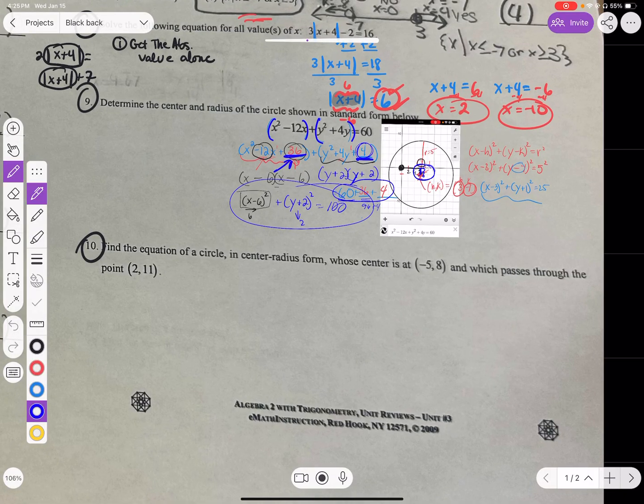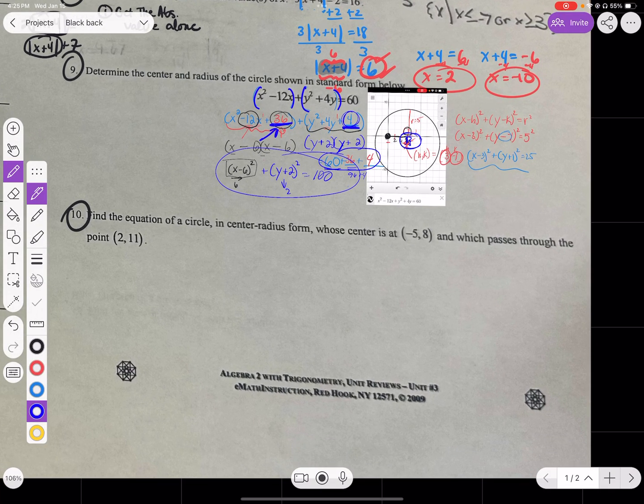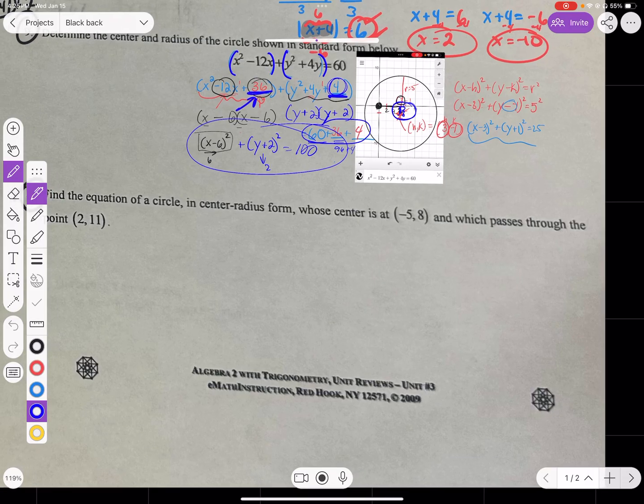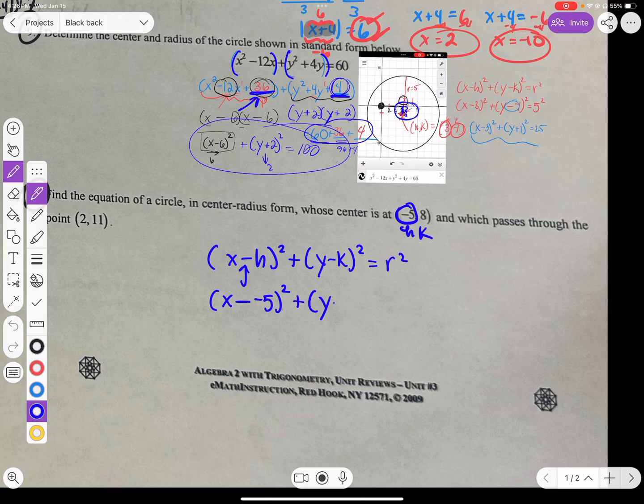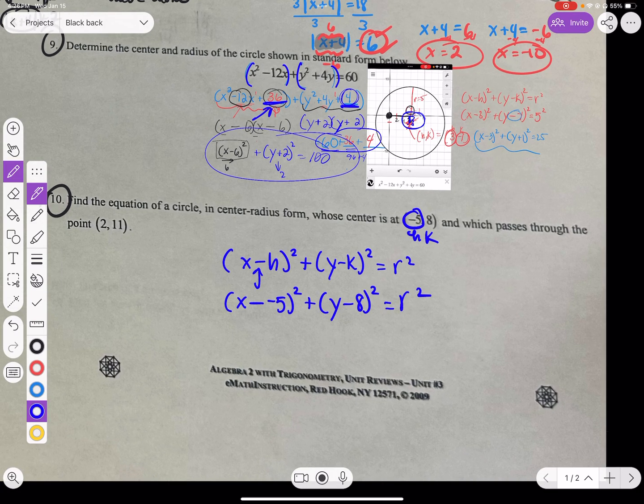All right, then find the equation of the circle in center-radius form whose center is at -5, 8. So that's your h, k. Love it, because (x minus h) squared plus (y minus k) squared equals your radius squared. And so x, careful here, it's minus because of the formula, but then it's -5 because that's what h is. And y minus k is an 8. Don't have to worry about the negative there. I do not know my radius yet. We'll find that out in a little bit.